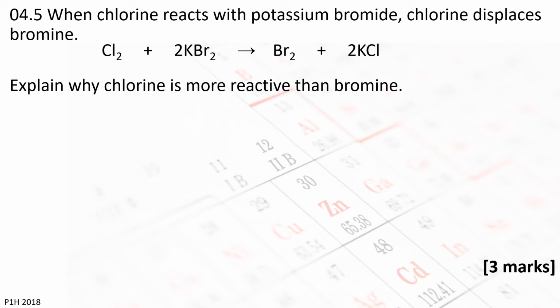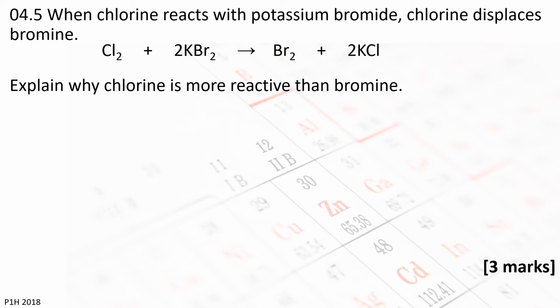Okay, so next we have a question about reactivity, and we are asked to explain why chlorine is more reactive than bromine in this displacement reaction. We have to be aware that when chlorine atoms react, they gain electrons to become chloride ions in this scenario. So why is chlorine more likely to become a chloride ion than bromine to become a bromide ion?